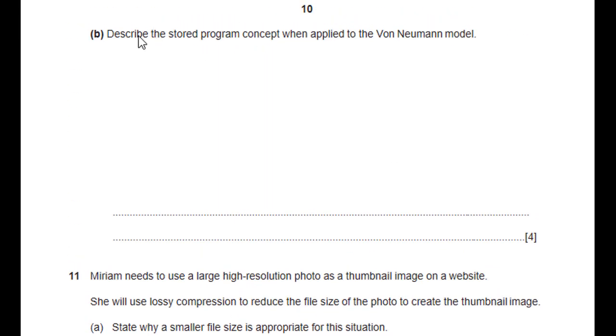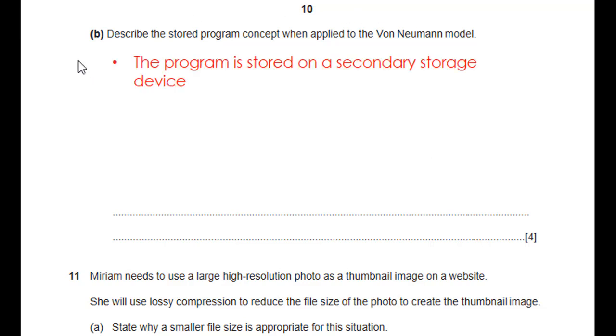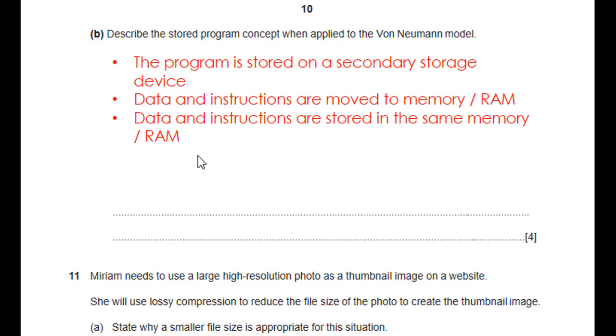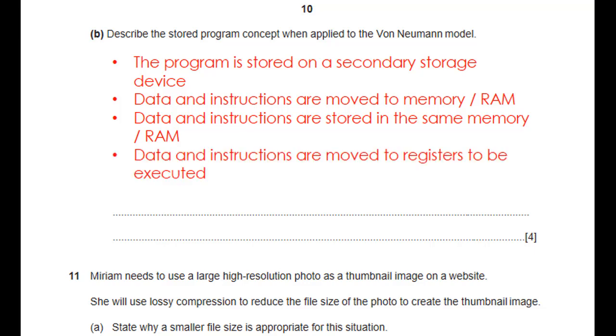So now we have to describe the stored program concept when applied to the von Neumann model. Again, this question sounds very confusing, but let's break it down. With the stored program concept, all the programs are stored on a secondary storage device. So this could be a hard disk drive or solid state drive. Then data is moved from this storage device to the memory, the main memory, the RAM. And then data and instructions are stored in the same place during execution. Everything is in the volatile RAM.